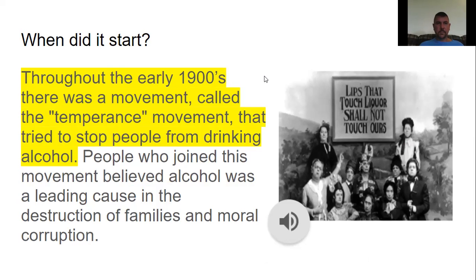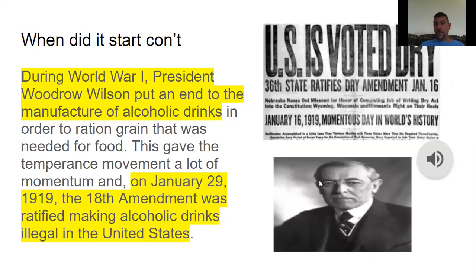During World War I, President Woodrow Wilson, this man right here, put an end to the manufacture of alcoholic drinks in order to ration grain. We joined World War I in 1917. That grain was needed for food, so he put an end to it to help ration the grain. It gave the temperance movement a lot of momentum, and on January 29th, 1919, the 18th Amendment to the Constitution was ratified, making alcoholic drinks illegal in the United States.